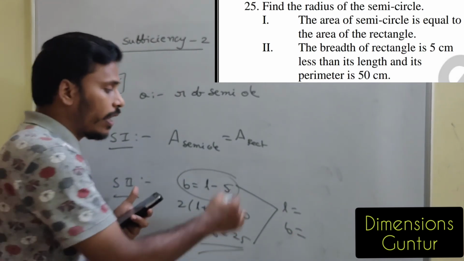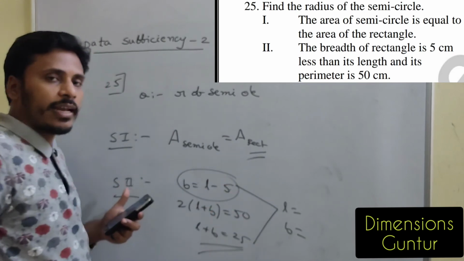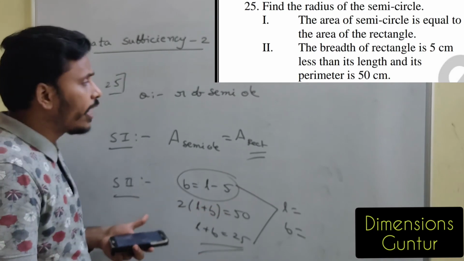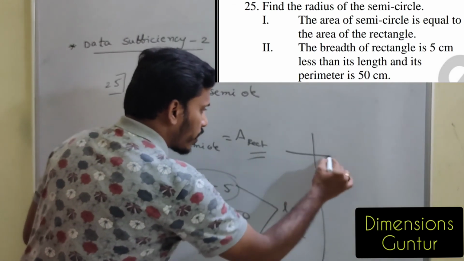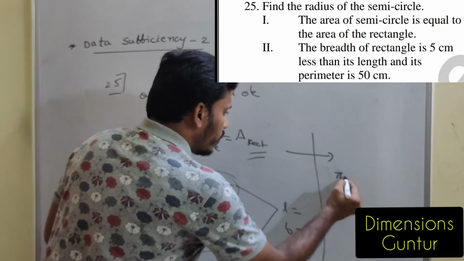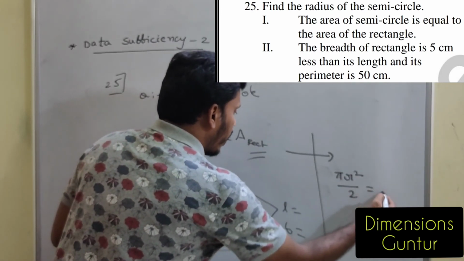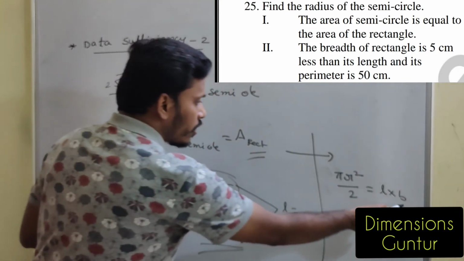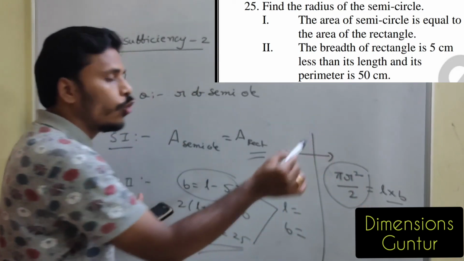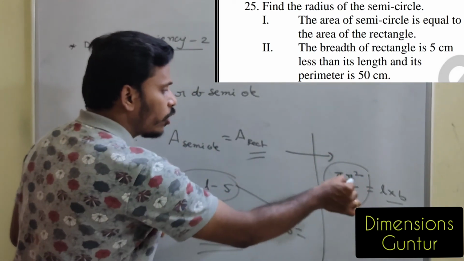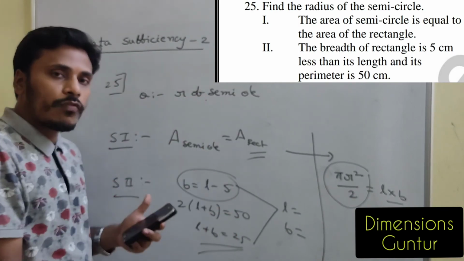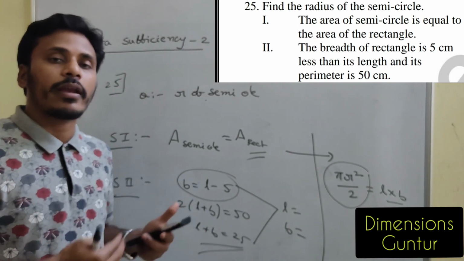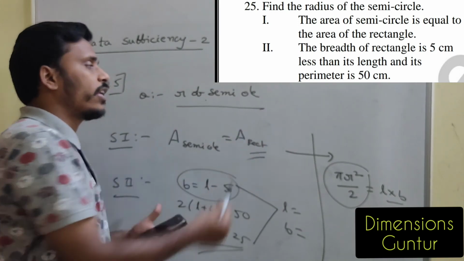If you have the length value and breadth value, you can easily calculate the rectangle area, and from there you will calculate the semicircle area, so you will get the radius of the semicircle also. From the first statement, the area of the semicircle is the circle area by 2, and the area of the rectangle is L into B. If you have L and B, replace here. So pi r square by 2 value you know. Then send pi and 2 to that side, and you will get r square and r. So to find the radius of the semicircle, you need both the statements together. Both the statements are required to answer the question.